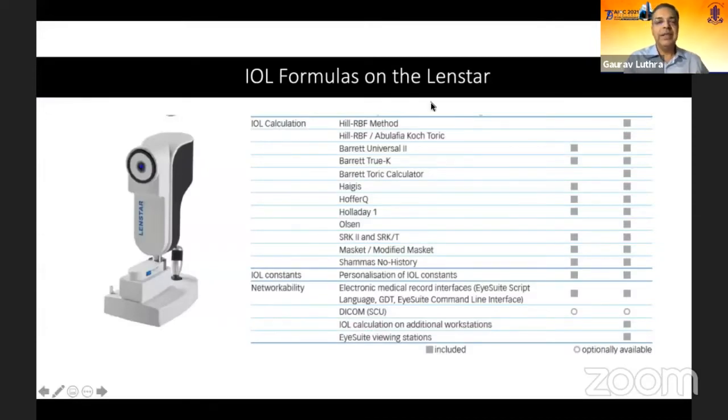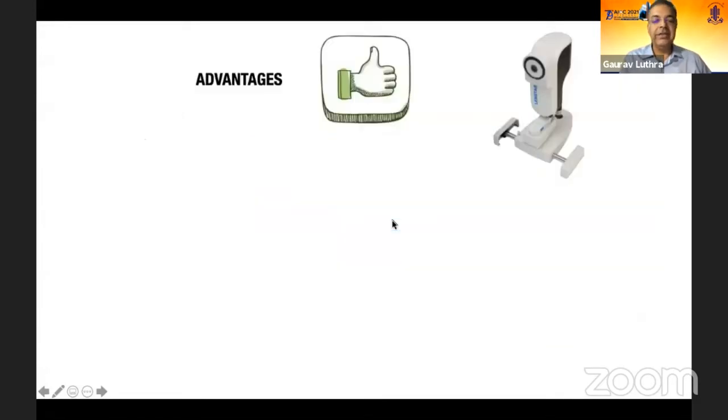So all these formulas are available on the Lenstar: the Hill RBF, which only comes with the Lenstar, and it's one of the very good artificial intelligence formulas today; the Barrett, which almost everybody relies on today, including the toric calculator and the TrueK for post-refractive eyes. And then, of course, all the other usual formulas are all there. So you have a choice to use that with the Lenstar at least, and with many other machines.